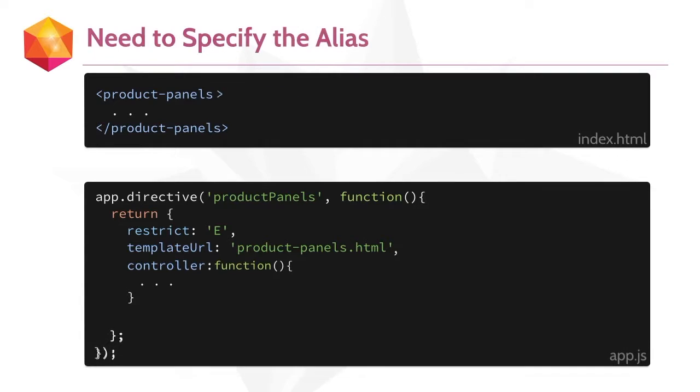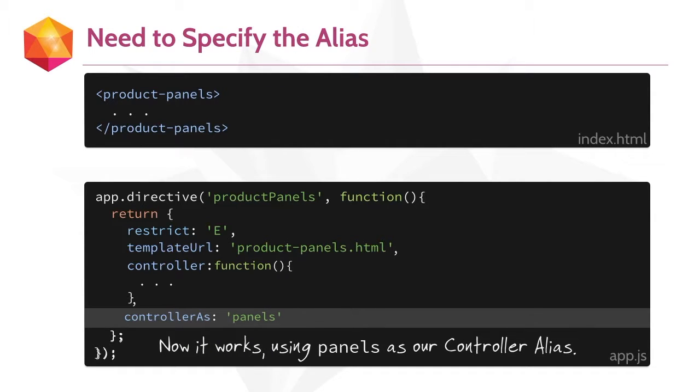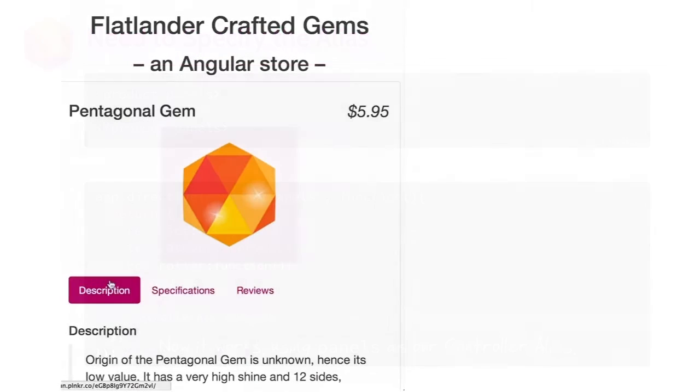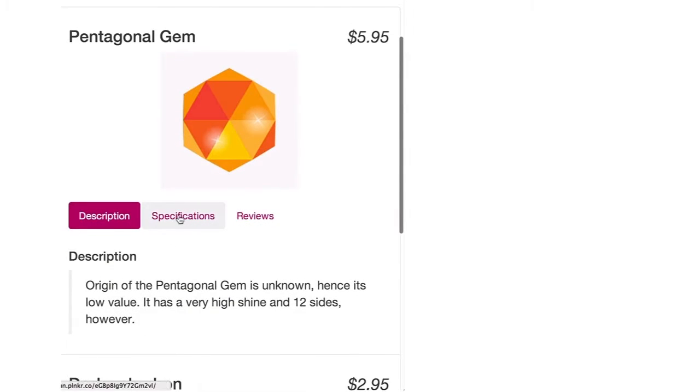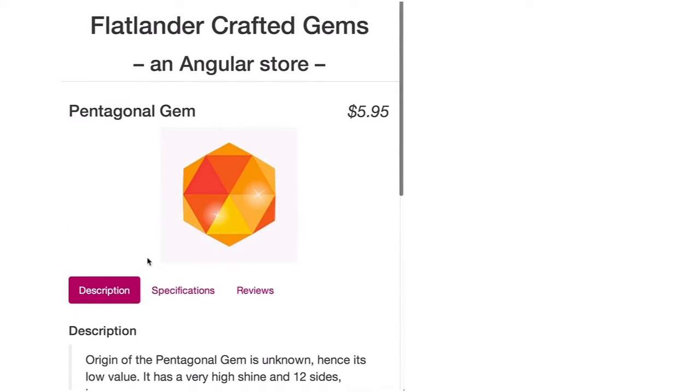So how might we move this controller inside the directive? The first thing we need to do is specify the alias we'll want to use inside of this directive to refer to the controller, in this case, panels. And that's all there is to it, and we can see that everything works as it should. Nothing much has changed, except our HTML has become more organized and expressive.